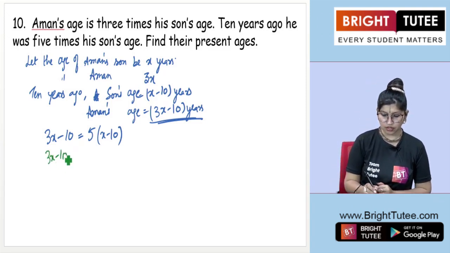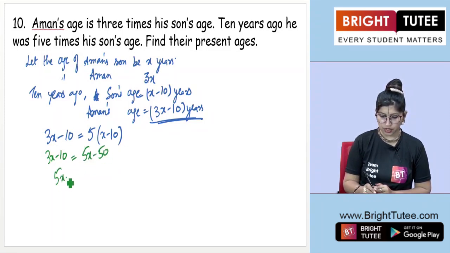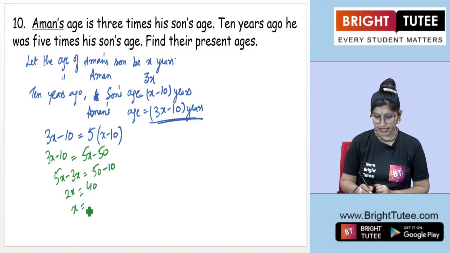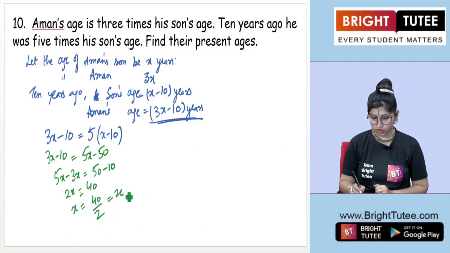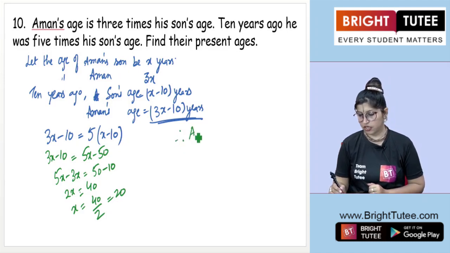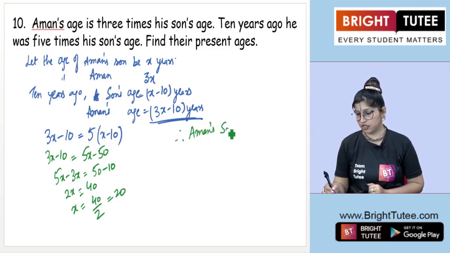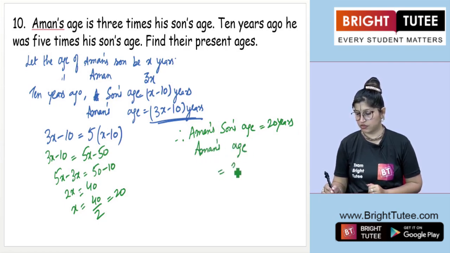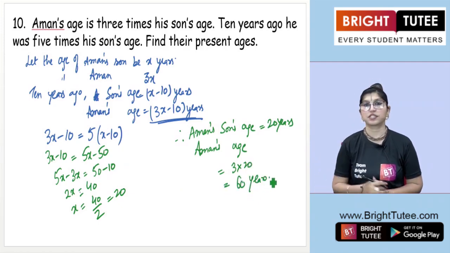Now solving it up, we will get 5x minus 50, shifting it to that side, we get 5x minus 3x and 50 minus 10, which is 2x equals 40. x equals 40 upon 2, which is 20. So therefore, Aman's son's age is 20 years and Aman's age is 3 times x, that means 3 times 20, it means 60 years.